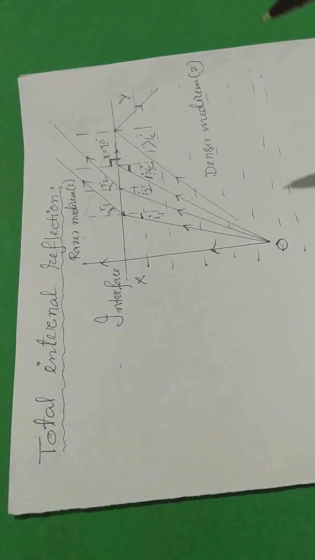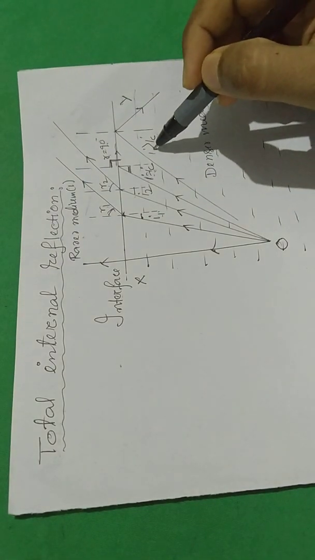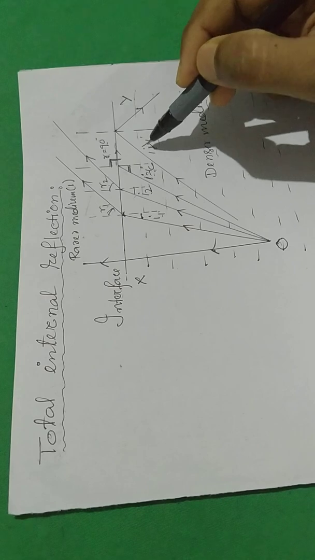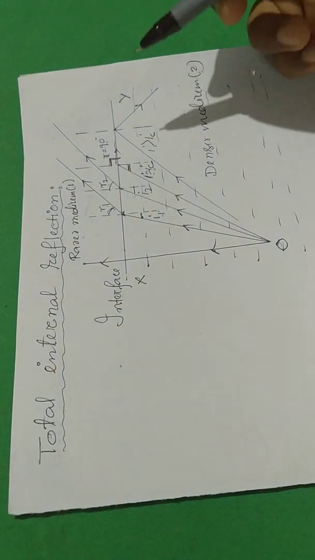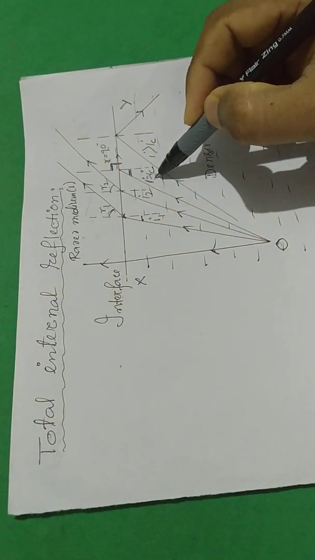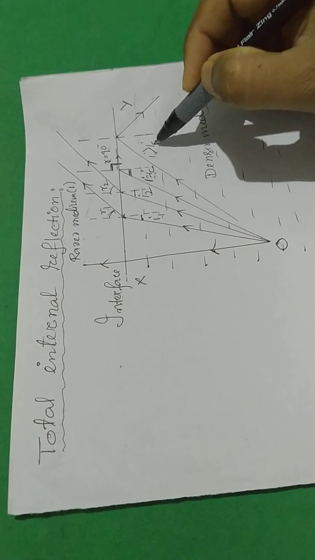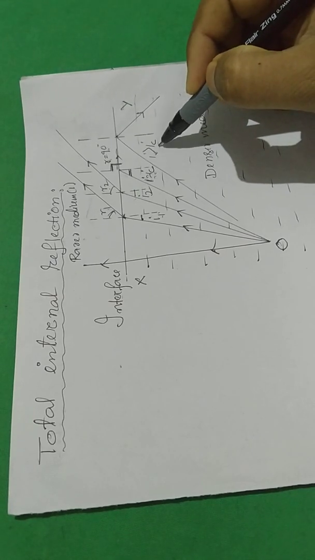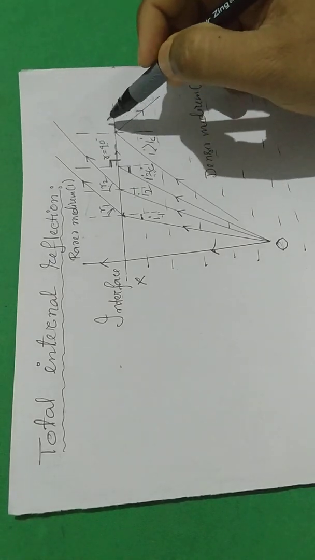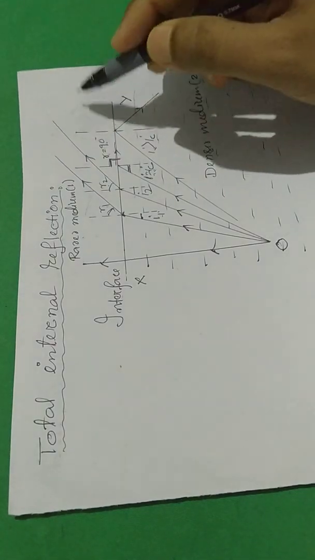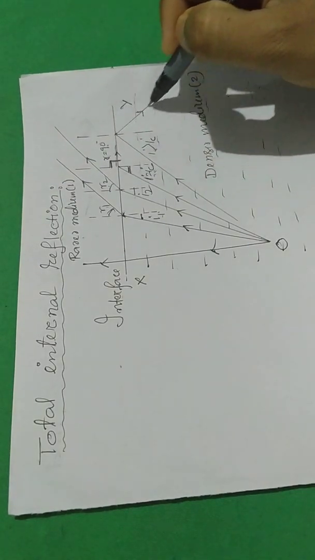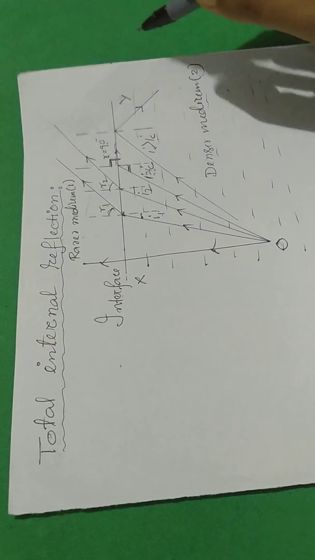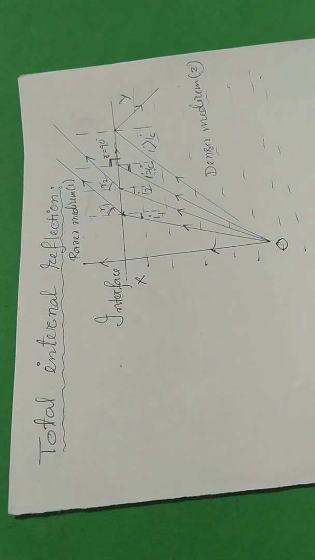Again, if we further increase the angle of incidence, which is greater than the critical angle, that is, angle of incidence I greater than critical angle IC, then the ray of light will not be refracted further. It is reflected back in the same medium. So this phenomenon is called total internal reflection.